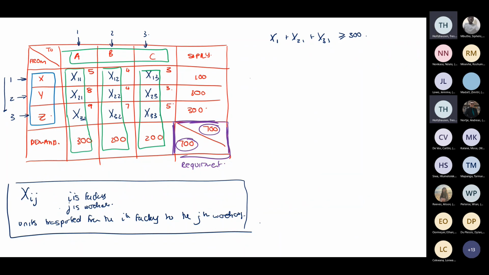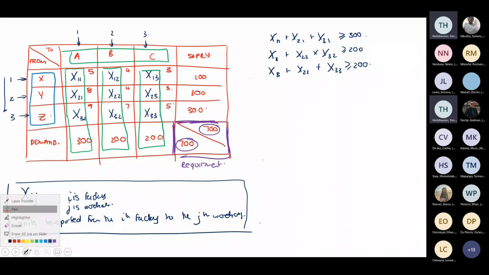Because factory A requires at least 300, the units shipped from warehouses 1, 2, and 3 have to meet at least 300. But I'll explain again why the greater than sign is not going to be an issue later on, and I'm going to explain it based on another example as well. So x11 plus x21 plus x31, then the next column, x12 plus x22 plus x32, and then x13 plus x23 plus x33 greater than or equal to 200. And those are all the demand constraints.